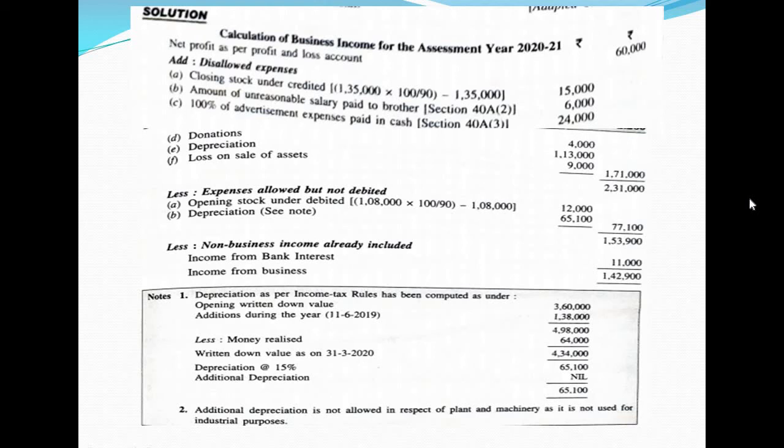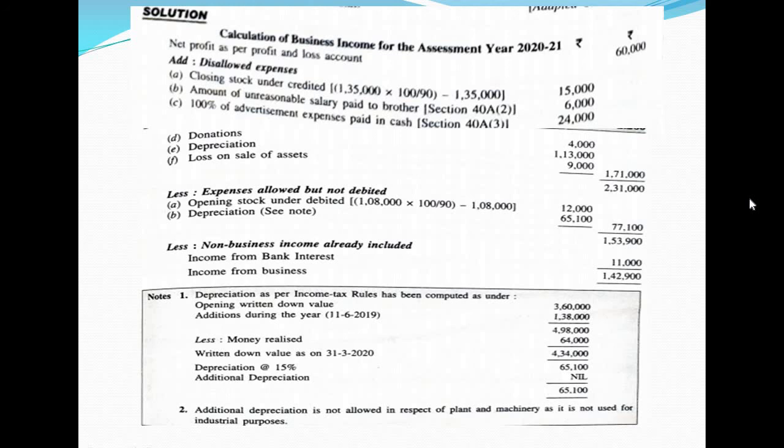Then depreciation, which has been calculated under the Act. You can see from note number one, first of all, you have to take the written down value at the beginning of the year, that is rupees 3,60,000. Then you add the additions made during the year, that is 1,38,000. Then you deduct the money realized, that is 64,000. So the written down value at the end of the current previous year is 4,34,000. Then you deduct depreciation at 15%.